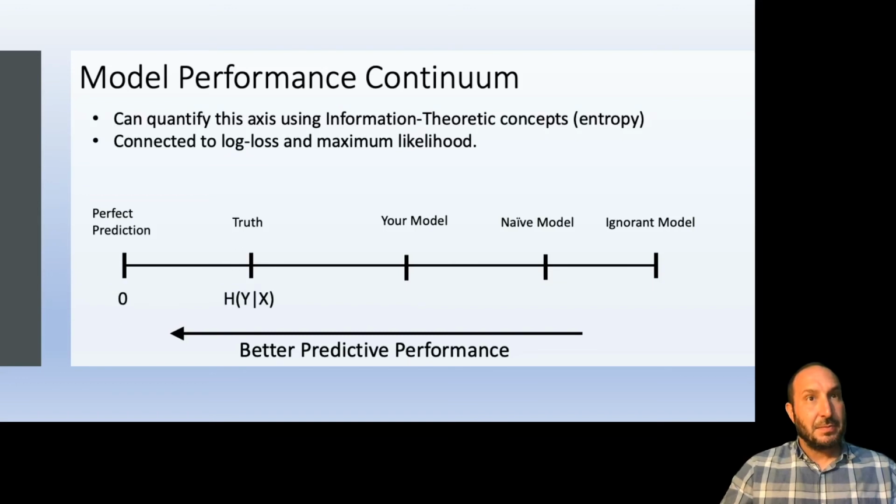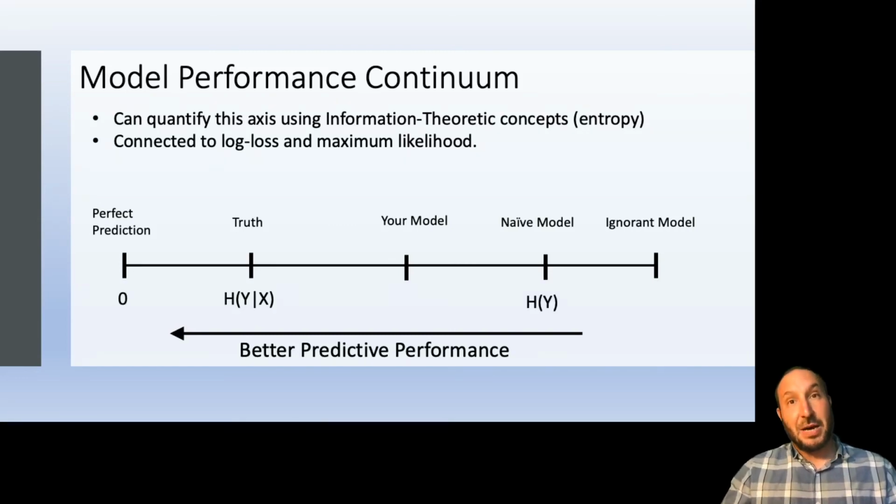But typically, we're going to be in a situation where the truth is such that the entropy of y given x is more than zero. Typically, we're not going to be in that situation. The best we can do is that we're still going to have some residual uncertainty in y after we know the value of x.